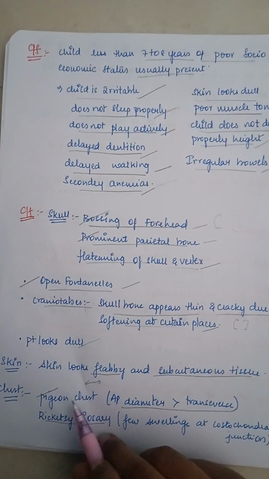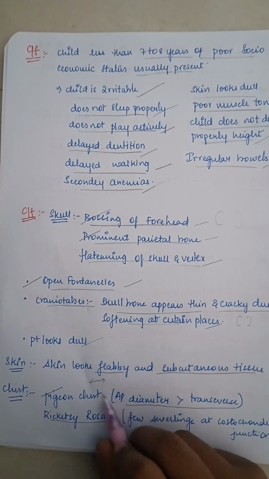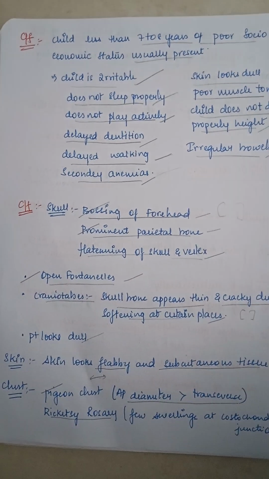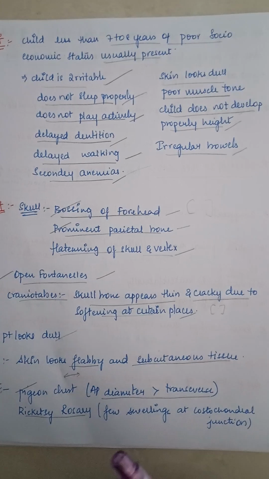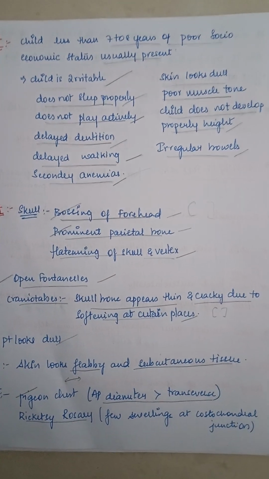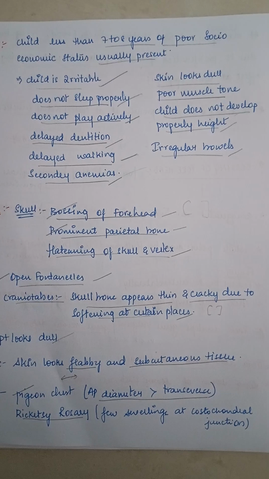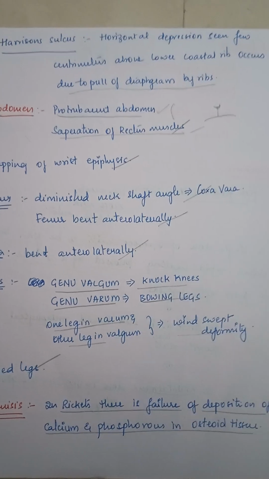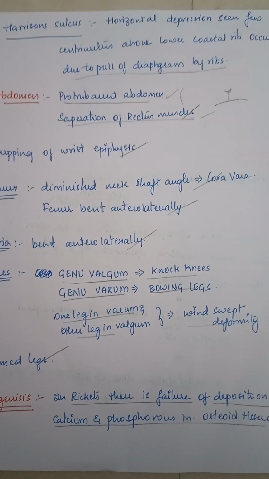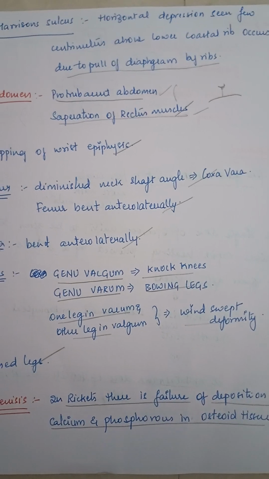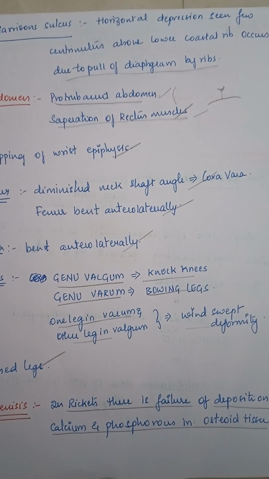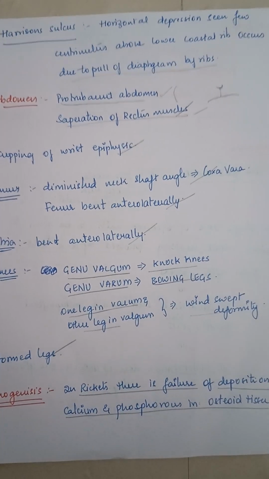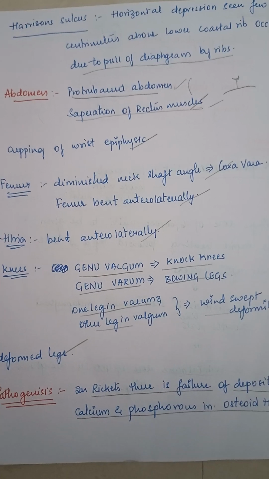Chest. You can see that the patient might present with pigeon chest. Pigeon chest is nothing but the anteroposterior diameter is more when compared to the transverse diameter of the chest. Rachitic rosary, as I've already told you, is nothing but costochondral junction swellings. They usually appear beaded in appearance. You can also see Harrison sulcus. Harrison sulcus is a depression usually seen at the lower areas of the ribs. It occurs due to the pull of the diaphragm on the ribs. So these are the features you will remember regarding the chest.